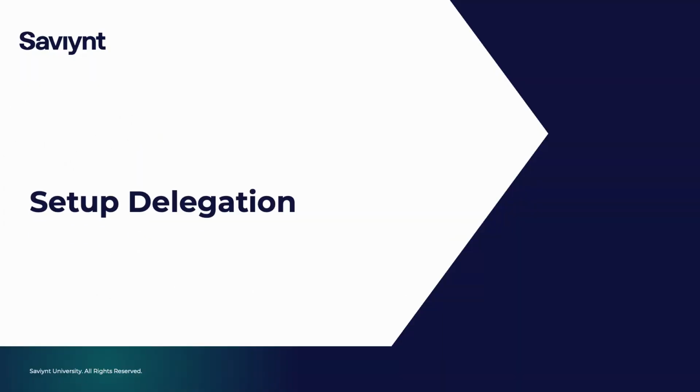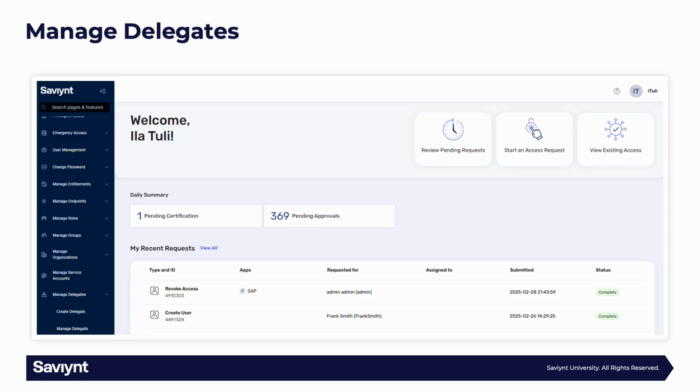Let's focus on configuring delegation settings to ensure seamless task reassignments and maintain continuity within the system. You can set up delegates in the Identity Cloud when you are out of the office or unavailable. To manage delegation settings, navigate to the left-hand menu. Scroll down until you find the Manage Delegates section highlighted here.